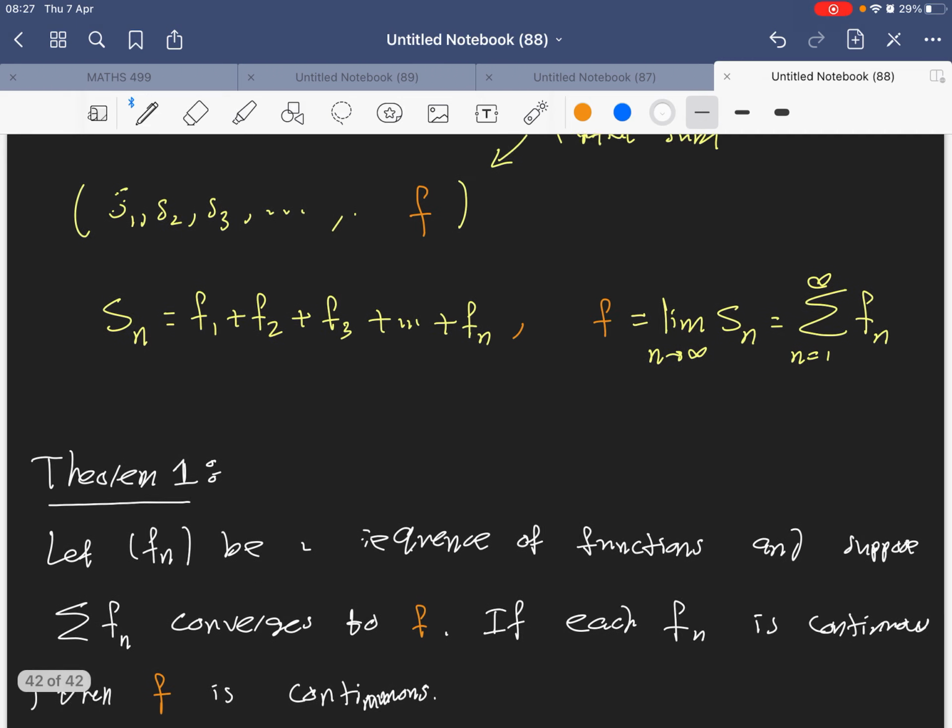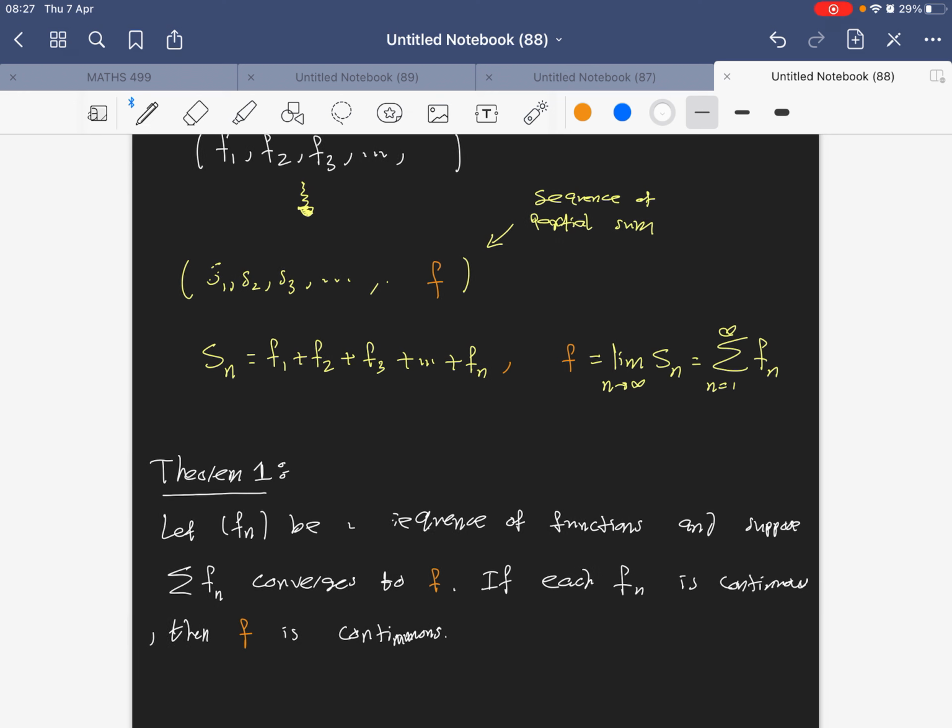That might be a little bit confusing because we have seen something like this, but remember, I'm not talking about the limit of the sequence. I'm talking about the limit of the partial sum, which means the sum of all of them. So if you have a sequence of continuous functions and you add them all, the result will be a continuous function. That's the whole idea.